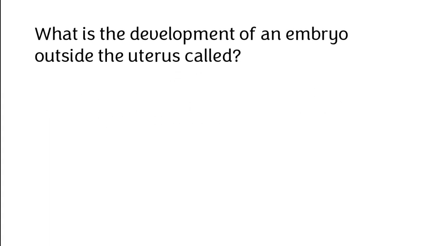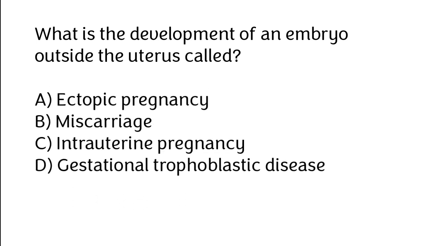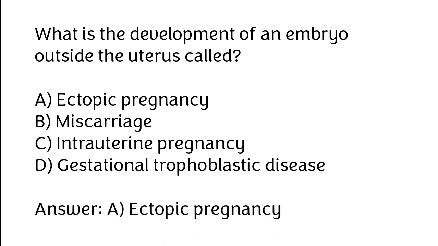What is the development of an embryo outside the uterus called? Ectopic pregnancy, miscarriage, intrauterine pregnancy, gestational trophoblastic disease. The correct answer is option A, ectopic pregnancy.